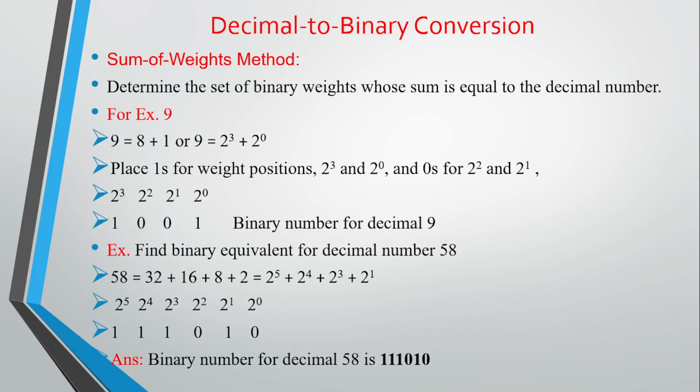Finding the weights and adding them is somewhat tougher and not systematic. It will consume time and is a tedious method. We need some systematic method for the conversion. Don't worry, we have a systematic method for conversion, and that is repeated division by 2.